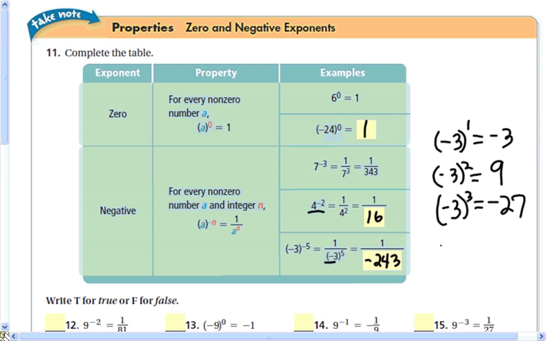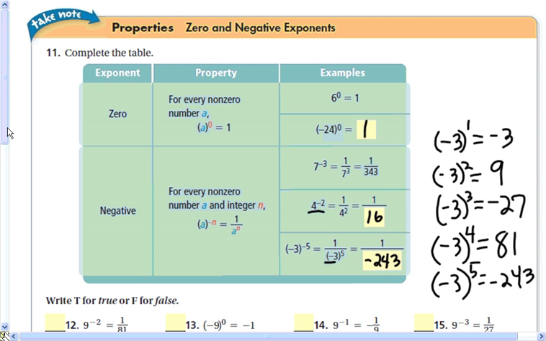And so when you have a negative base, you can see that the answers alternate positive and negative depending on whether it's an odd or an even power. So negative 3 to the fifth is negative 243. All right, so let's write true or false here.